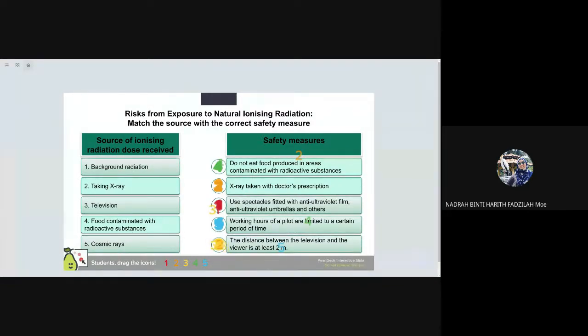Okay, untuk nombor dua, taking X-ray, safety measure dia of course lah kita X-ray is taken with doctor's prescription only kan, bila doktor suruh baru kita ambil X-ray.